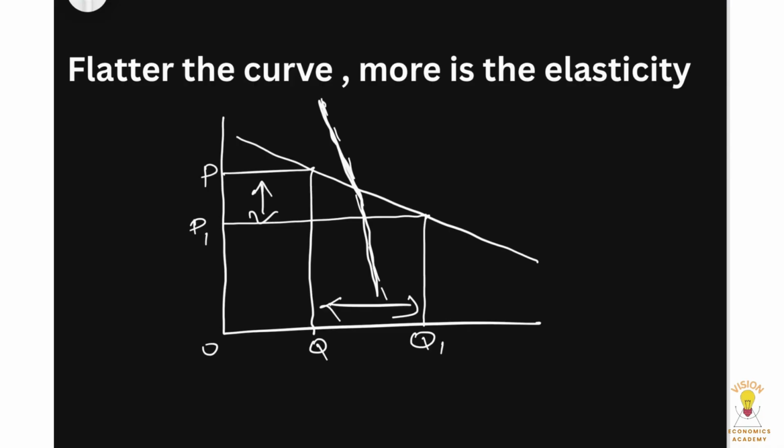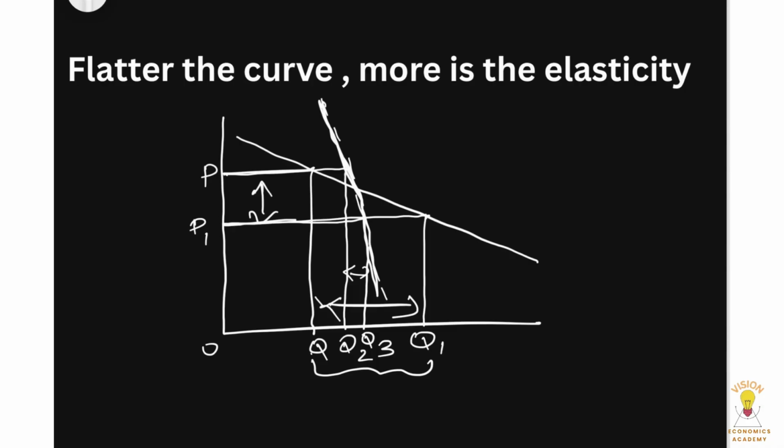Now if we take into consideration the steeper curve, at OP, OQ2 is demanded. If the price changes to OP1, see, only this much change is there, right? So what we can know from here is that the flatter the curve, the more is the elasticity. The steeper the curve, the less is the elasticity. With the same change in the price, previously the quantity changed from Q to Q1, but with the same change in the price on the steeper curve, the quantity demanded only changed from Q2 to Q3.